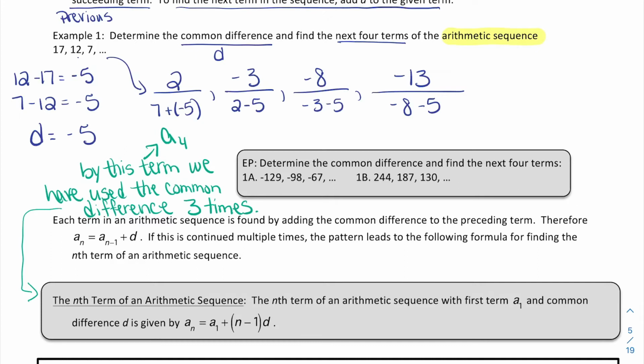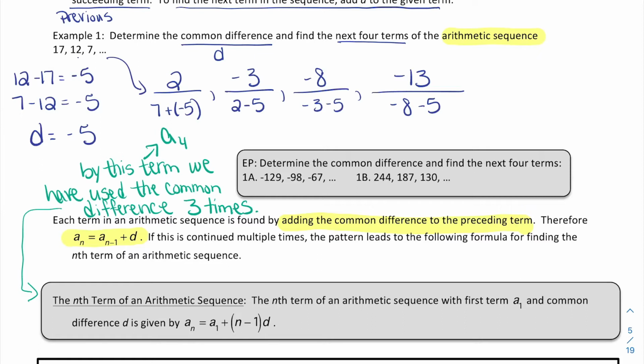Okay, so each term in an arithmetic sequence is found by adding the common difference to the preceding term. So this right here, a sub n, is equal to a sub n minus 1 plus d. All this means is that you are taking the term before it. Remember, we talked about a sub n minus 1 being the previous term in the lesson for 10.1. You're taking the term before it and adding the common difference to get your new term.